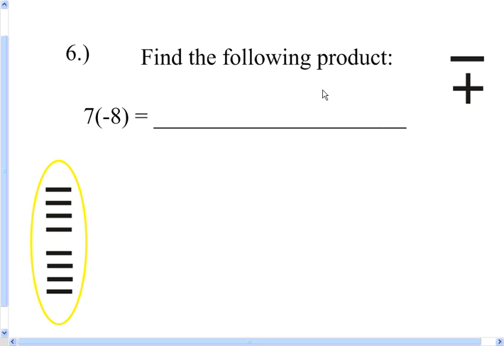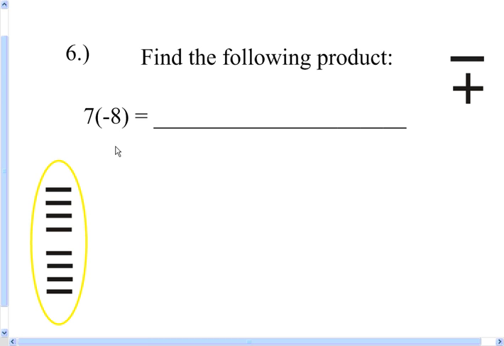This is the homework quiz for week 12, and we're looking at question number 6, which asks us to find the following product: 7 times negative 8. Product is the answer to a multiplication problem, and that's what we're doing here. We're multiplying this number, 7 times negative 8.